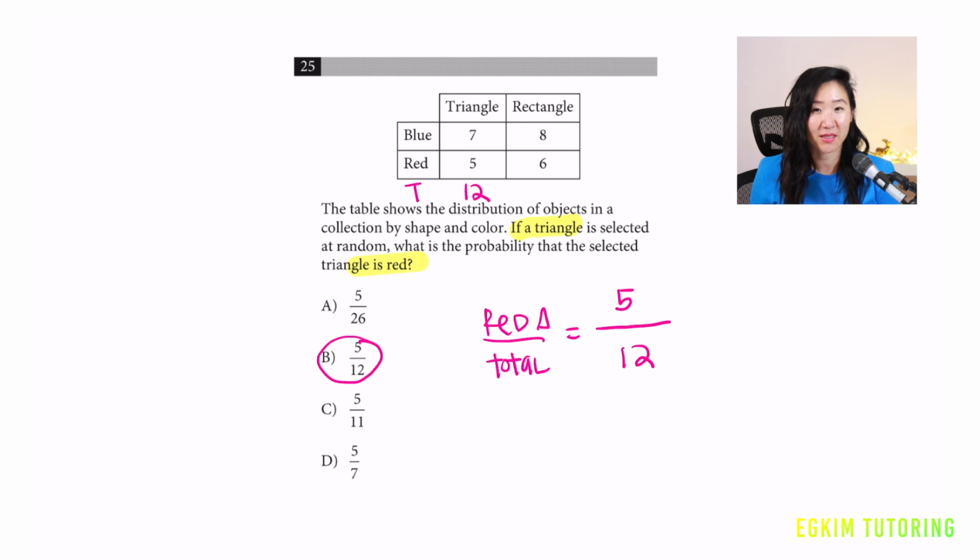A common mistake is thinking that the total number of possibilities is actually all the objects, meaning someone's going to add up all the rectangles, which is going to be 14, and then add it to the total number of triangles. So 12 plus 14 is 26, and think that the bottom part should be 26, but this is wrong.